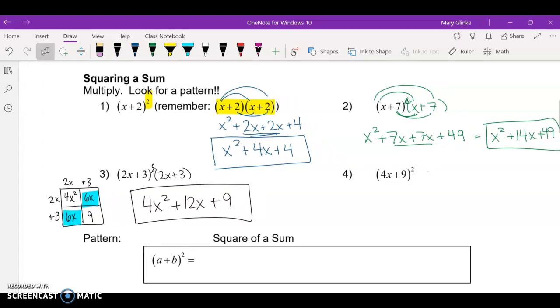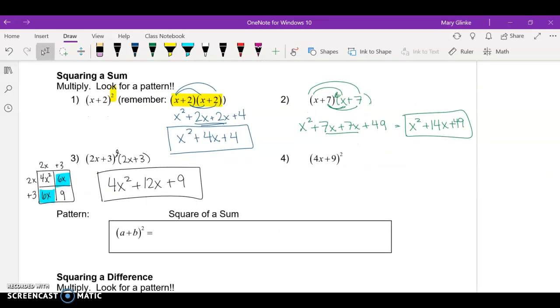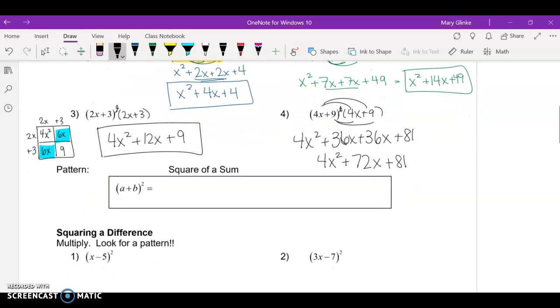So if you like the box method, just go ahead and show this next one with that box method. Otherwise, use your distributive property. So as we multiply, we get 4x squared plus 36x. And that happens twice. And then you get plus 81 at the end. So combining like terms gives us 4x squared plus 72x plus 81.